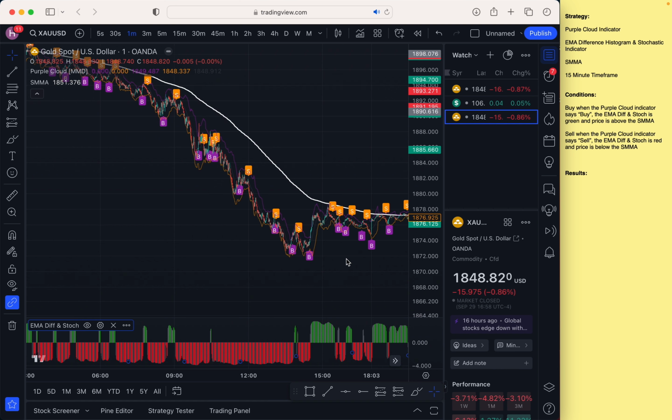You now got all the inputs. You've seen how the strategy works, what to do, what to avoid. So this works really well on gold.